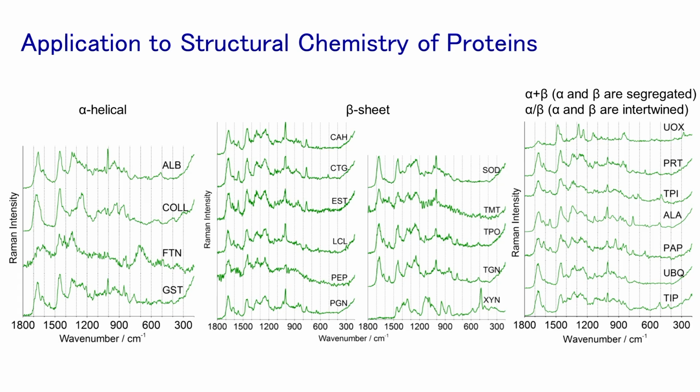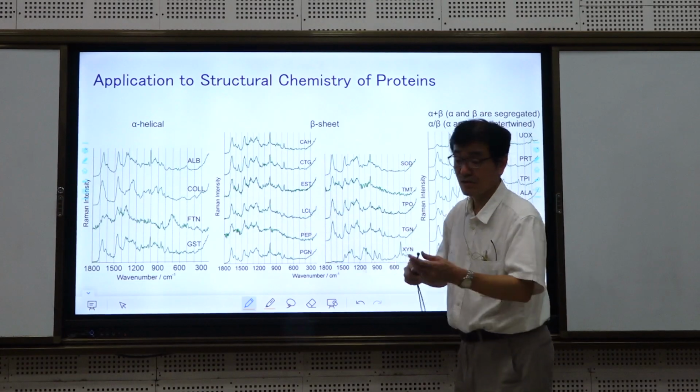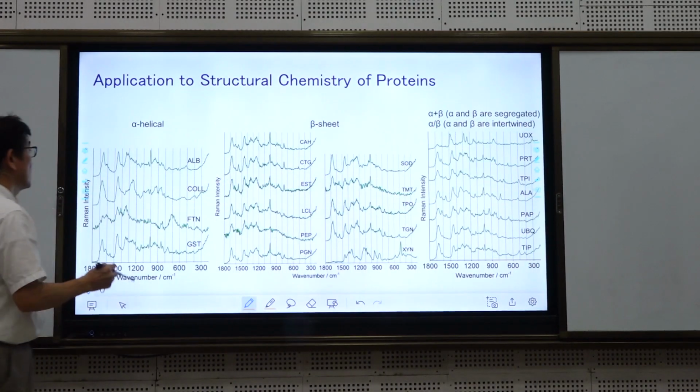Then let's see the Raman spectrum of proteins. There are many reports of the Raman spectrum of proteins. You can purchase the protein from the market, Sigma, or wherever. Then I don't remember, albumin, collagen, or... I don't remember the abbreviation, but there are many proteins, and they are classified into some subgroups.